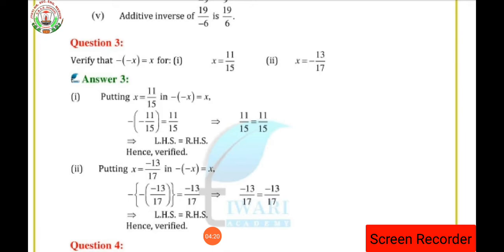That means hence our equation minus into minus x is equals to x is verified for x is equals to 11 by 15 as well as x is equals to minus 13 by 17. Both the values are verified for the equation minus into minus x is equals to x. Have you understood up to here?